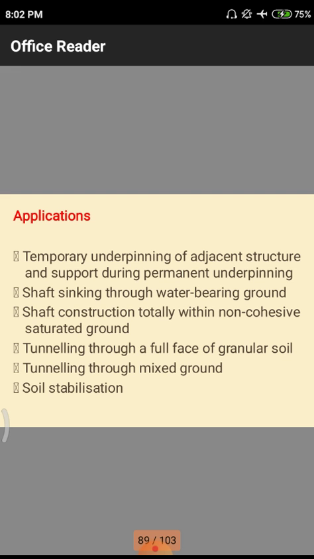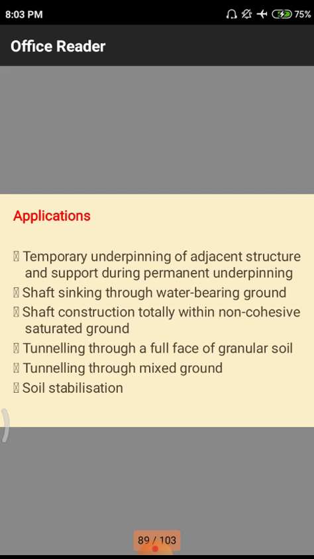And the fourth one is tunneling through a full face of granular soil. Fifth one is tunneling through mixed ground. Sixth one is soil stabilization. All of those are related to this increment of temperature in the ground, that means below the ground level. So these are the different methods.